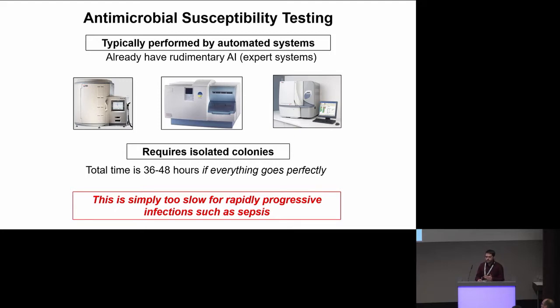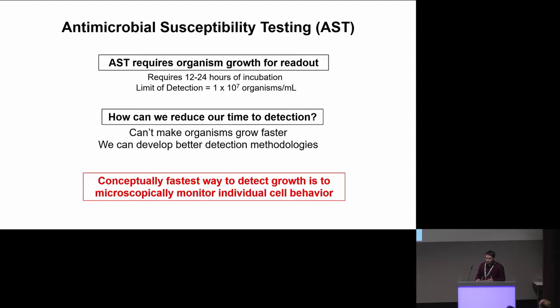So that means that our current antimicrobial susceptibility testing method, although it works well for many specimen types, is simply too slow for supporting treatment of rapidly progressive infections such as sepsis. And why is this? It is basically because this requires organism growth for readout, and that growth itself takes 12 to 24 hours of incubation.